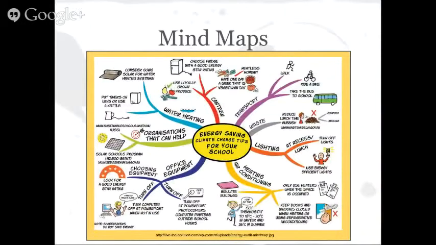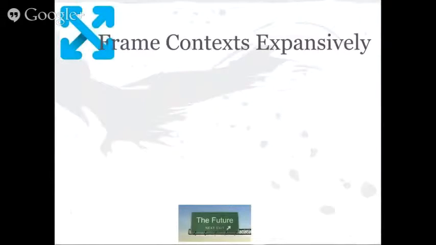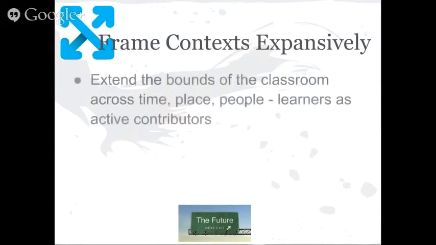One really easy way to incorporate connections into the classroom is through the use of something like a mind map. Related to connections, we looked at some literature that talked about framing context expansively. Again, that's just the idea of removing the bounds of the classroom and trying to connect it as much as possible across time, place, to different people, and thinking of learners as actively contributing to that knowledge building process.